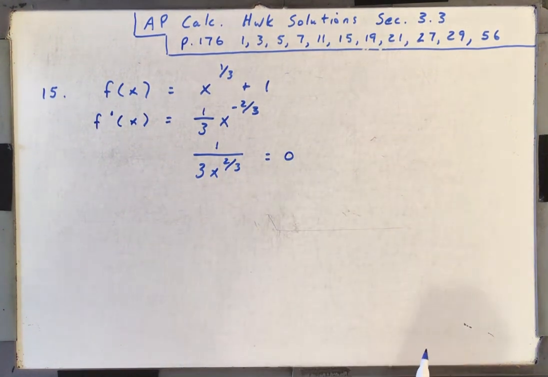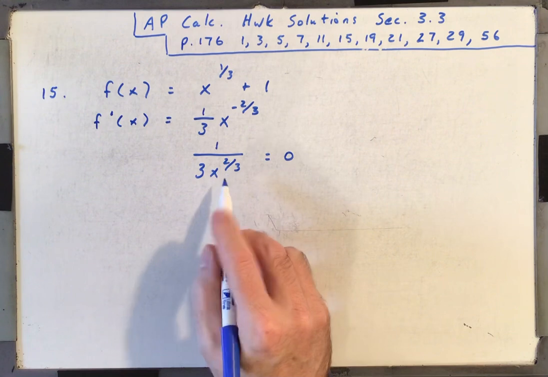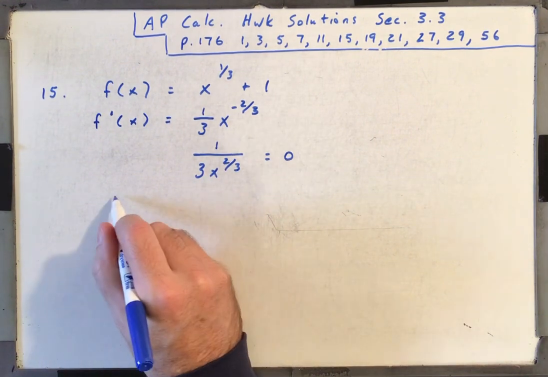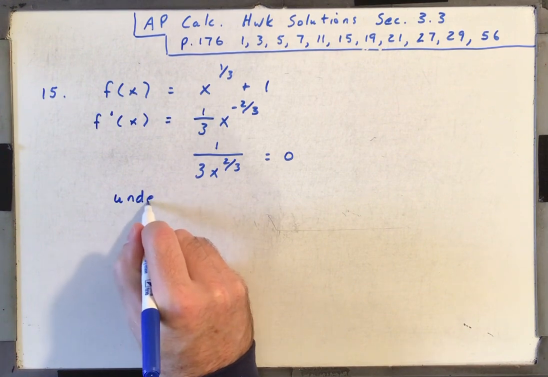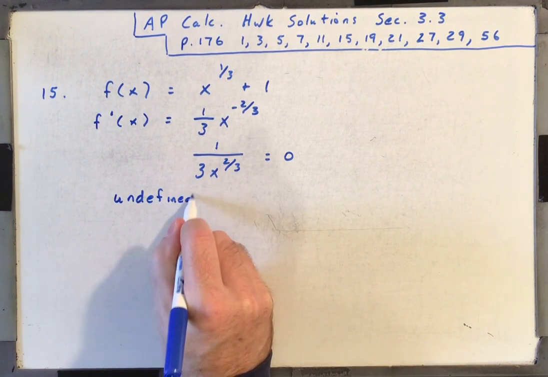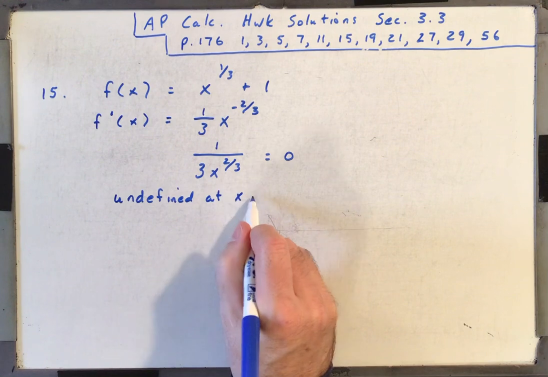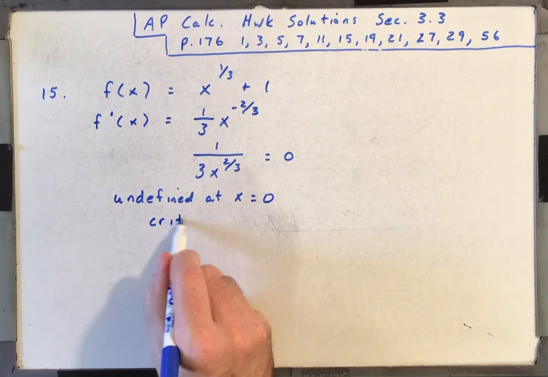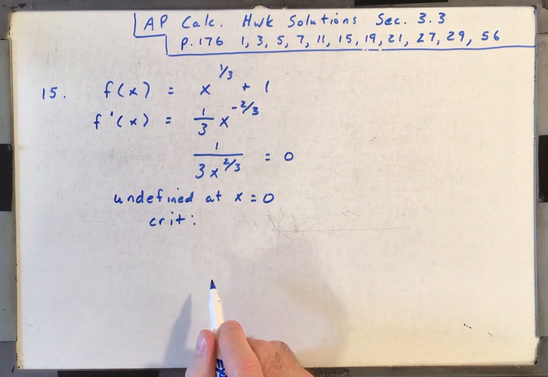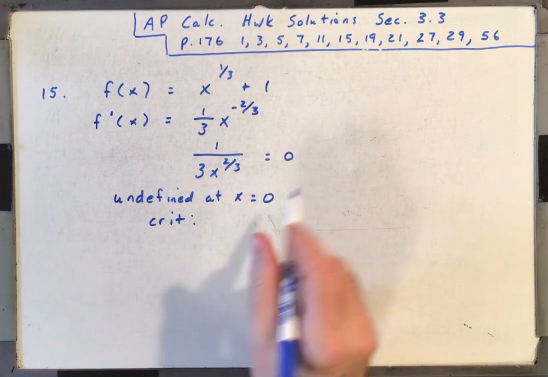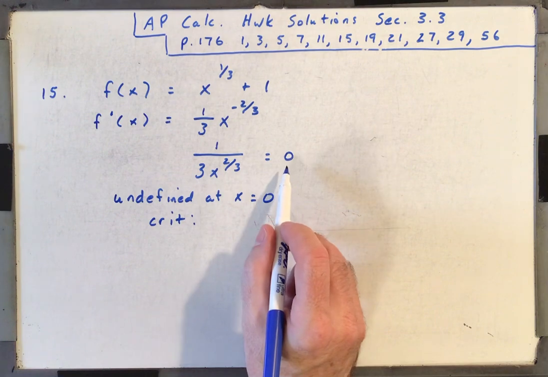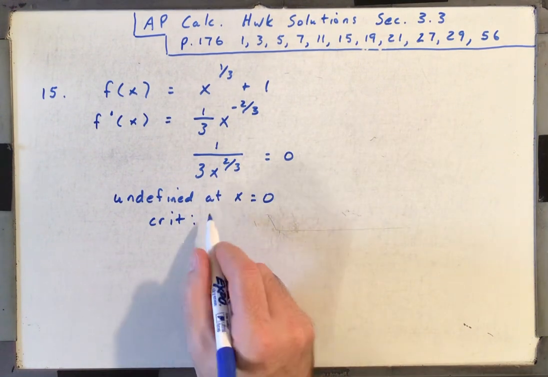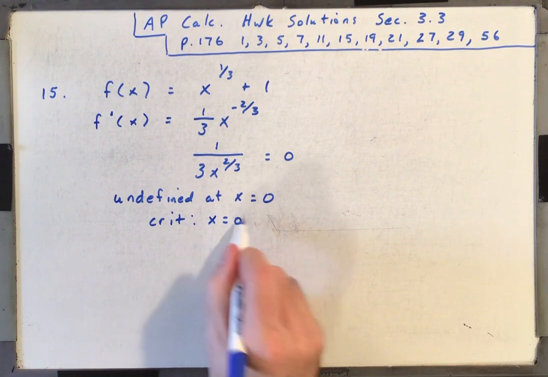We set it equal to 0. It can never be 0, right? Because it's undefined at x equals 0. But that does make x equals 0 a critical point. It's not only where there are maxes and mins, it's also where the function has an asymptote or is undefined. So we have a critical point at x equals 0.